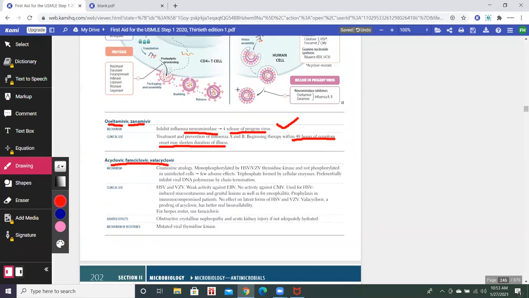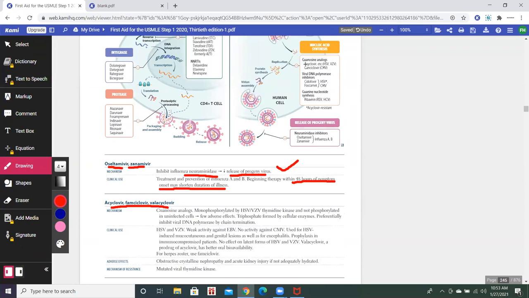First of all, when we prescribe nucleic acid synthesis inhibitors, there are some that need to be phosphorylated or activated, and some that do not need to be phosphorylated or activated. If there is an antiviral that needs to be phosphorylated or activated, is that better, or is a drug that does not need to be phosphorylated better for the onset of action?